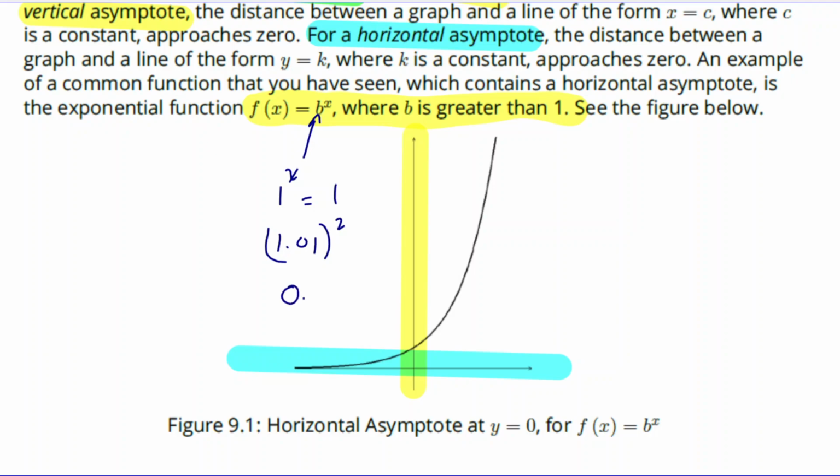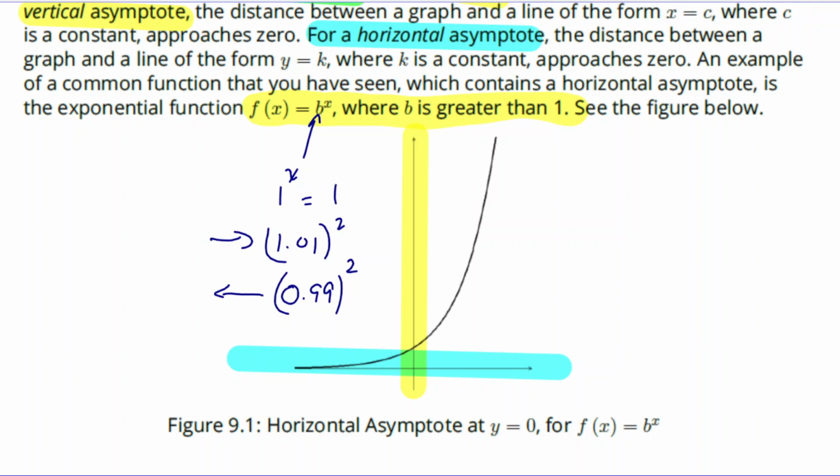And 0.99, if you square it, will be less than 0.99. So if a number is greater than 1, it grows when you raise it to a power. If a number is less than 1, it's going to get smaller.